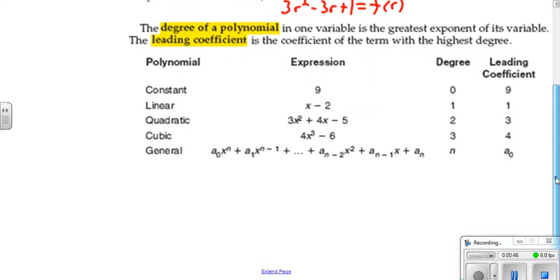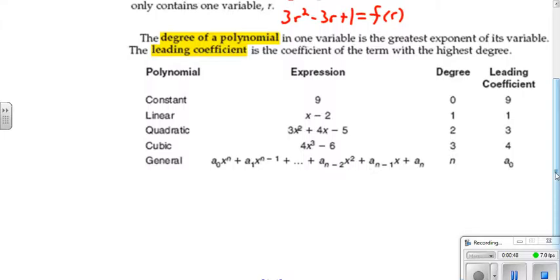Now, looking back specifically just at polynomials, the degree of a polynomial in one variable is the greatest exponent of its variable. So we just find wherever we have a variable and we find the powers of that, and the highest power then is known as the degree of that polynomial. The leading coefficient of the polynomial is the coefficient of that term that has the highest degree. So I'll go through and show you what that looks like, given some examples.